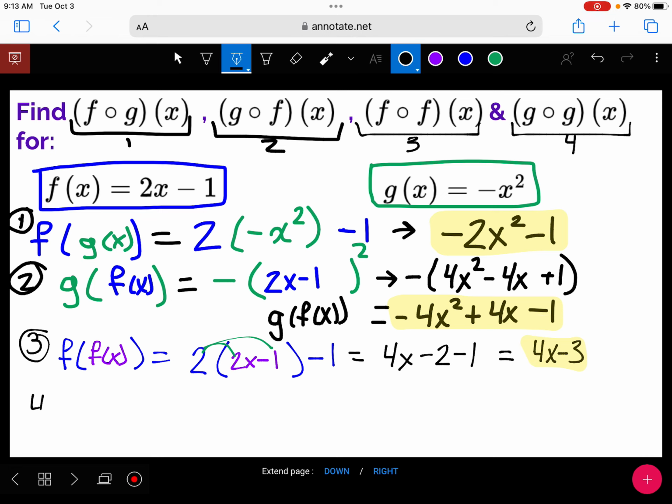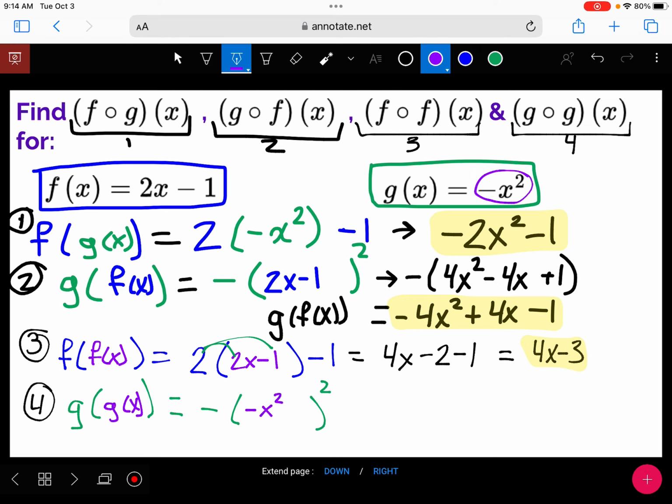Because we're doing number 4 here. This is g of g of x. So I'll put my green g of, and I'll do purple again, g of x. So we're substituting g of x in place of the x. So my g of x function is the opposite of something squared. And we're substituting in g of x in place of that something. Minus negative x squared squared. This is the something we're substituting in. I'm going to take the circle away because we don't like that.